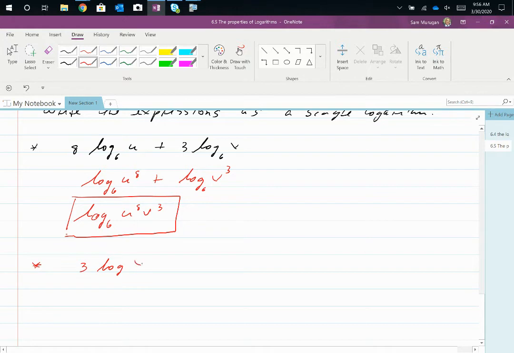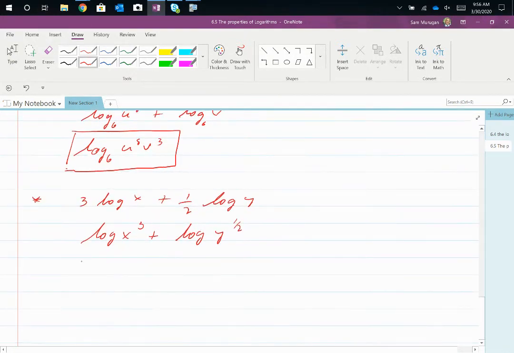3 log x plus half log y. This is log x to the power 3 plus log y to the power half. And combining this as a single logarithm, this is log of x to the power 3 y to the power half. And y to the power half is the square root of y. So log of x cubed square root of y.